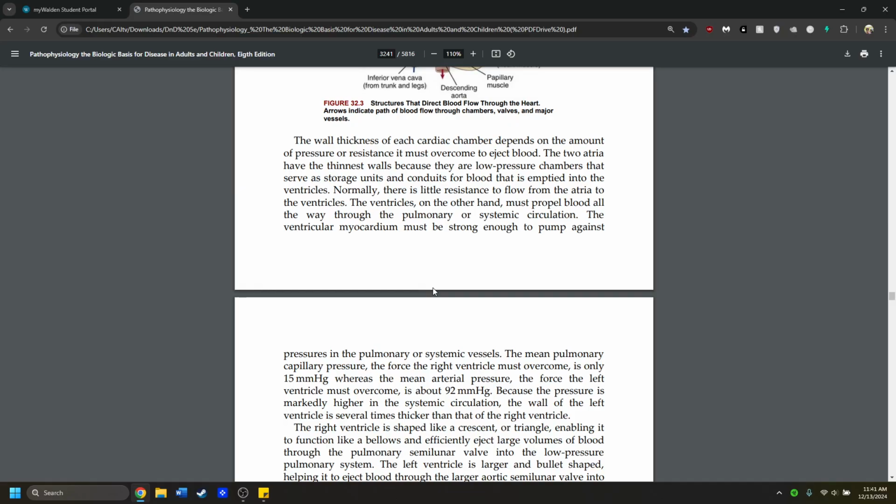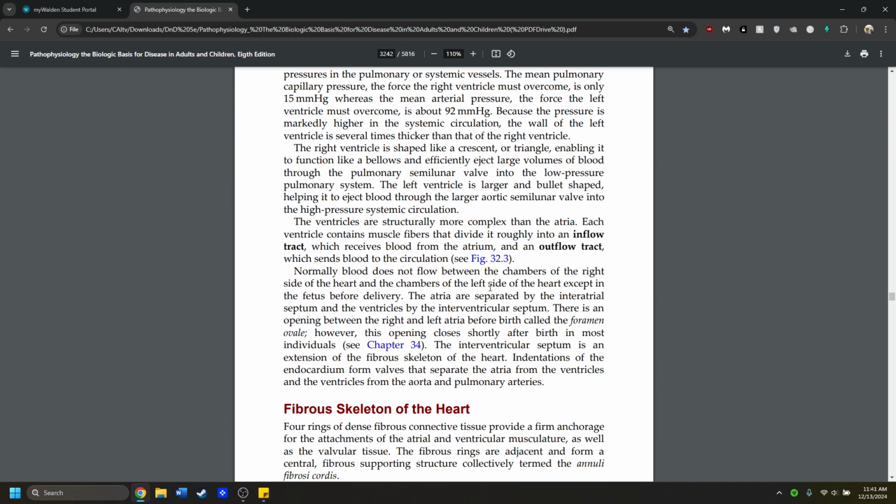The mean pulmonary capillary pressure, the force the right ventricle must overcome, is only about 15 mmHg, whereas the mean arterial pressure, the force the left ventricle must overcome, is about 92. Because the pressure is markedly higher in the systemic circulation, the wall of the left ventricle is several times thicker than that of the right ventricle.